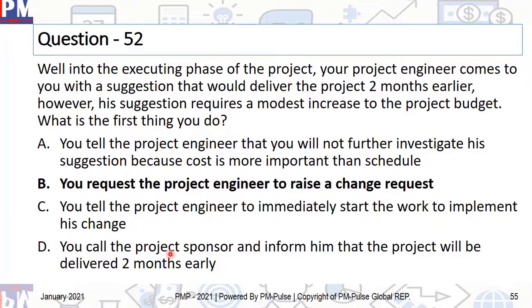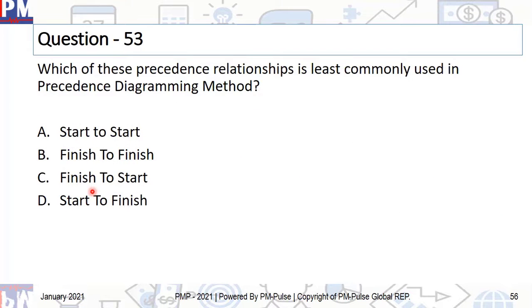So the question is, what is the first thing that you're going to do? Which is also the same as, once you know this, what is the very next thing that you're going to do? We are talking about sequence, and therefore the best answer is B. Immediately go for a change request form. Fill the change request.